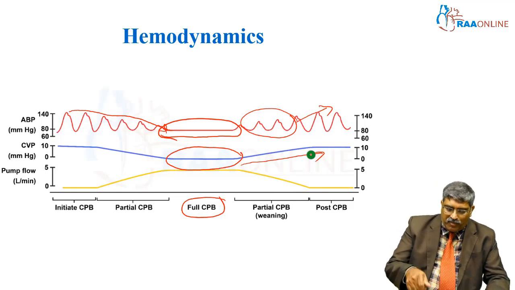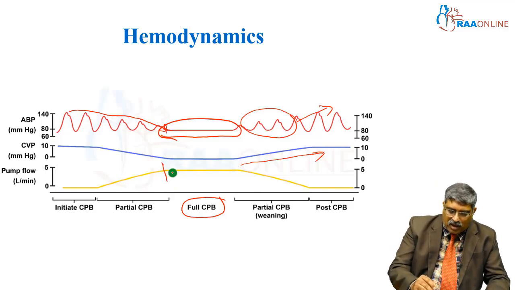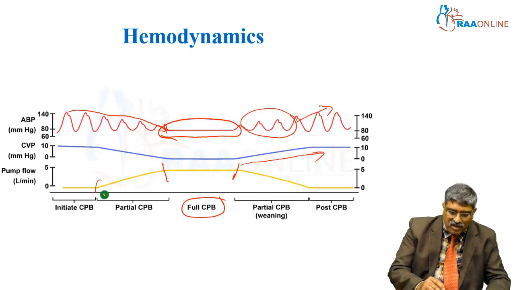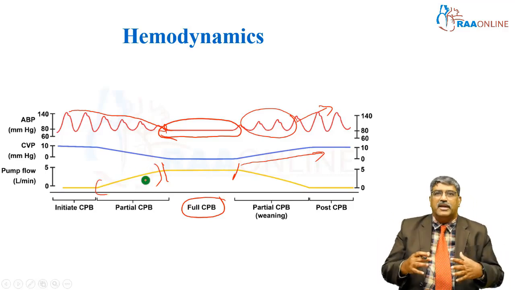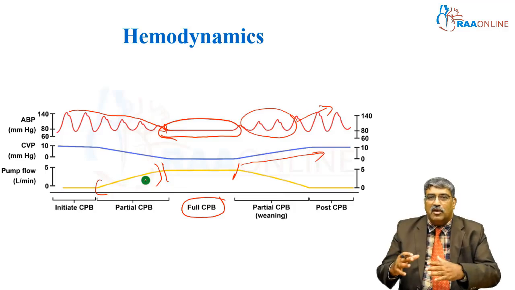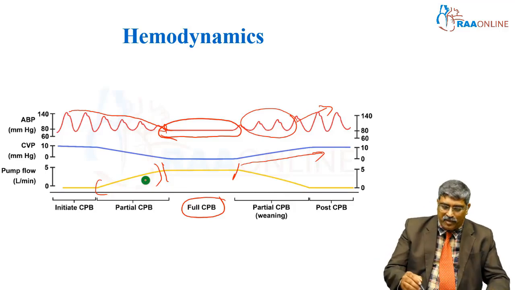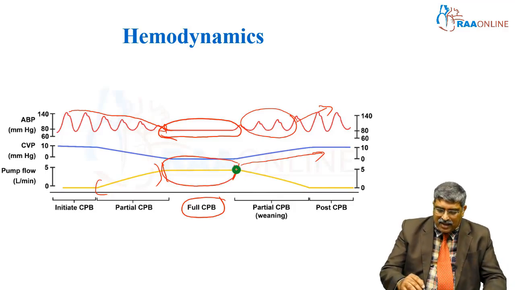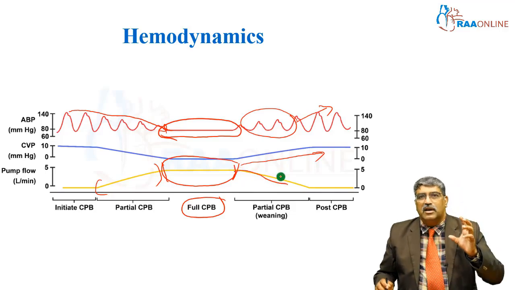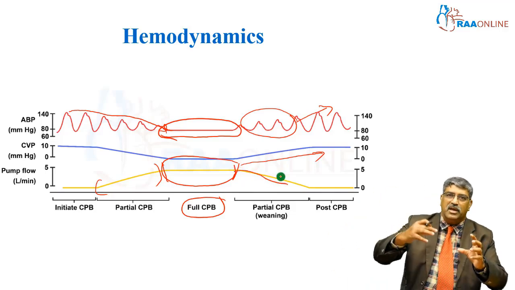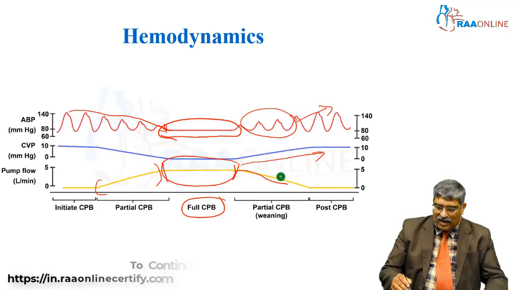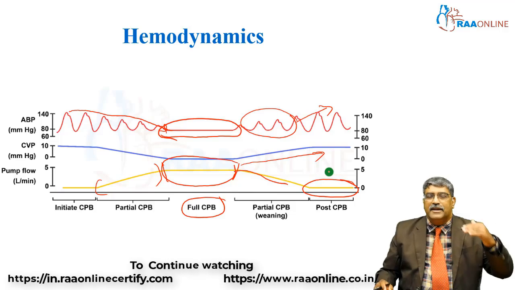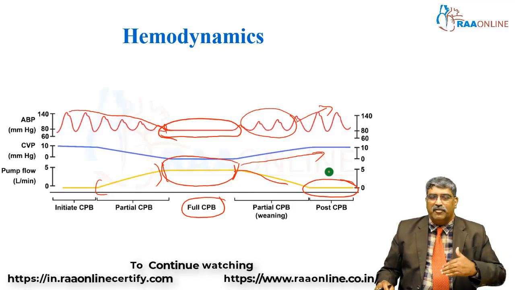Similarly, your pump flow, as you put on cardiopulmonary bypass, the entire flow is by the pump. Initially with partial bypass, some contribution from the body is there. But as you go on full cardiopulmonary bypass, the pump flow is entirely, you bypass the heart and lung. And then as weaning, you contribute little from the pump and little from the systemic circulation. And as you wean off, totally the pump is off and the entire thing is done by the heart and the lung of the patient.